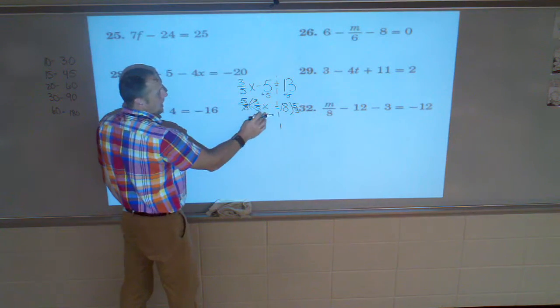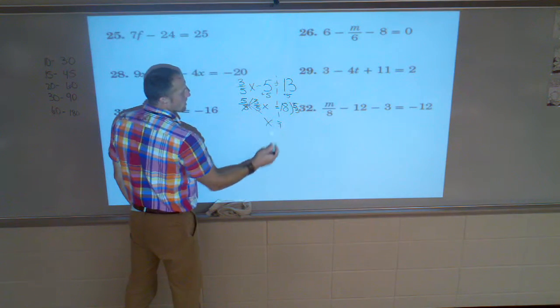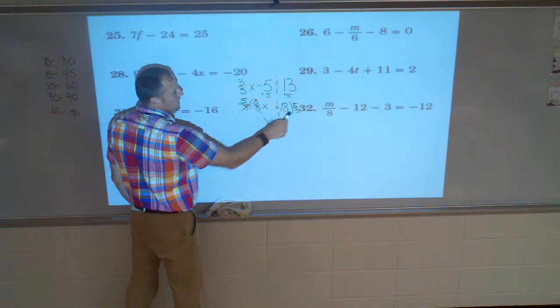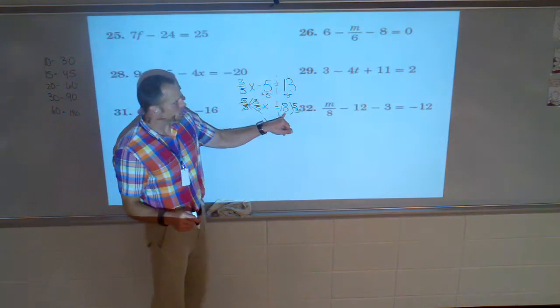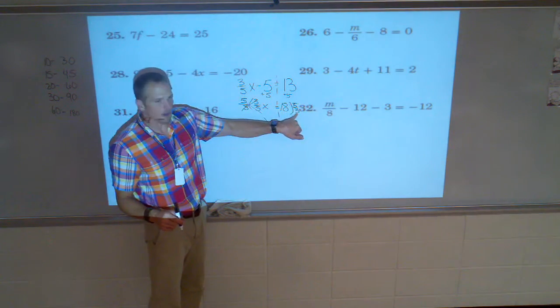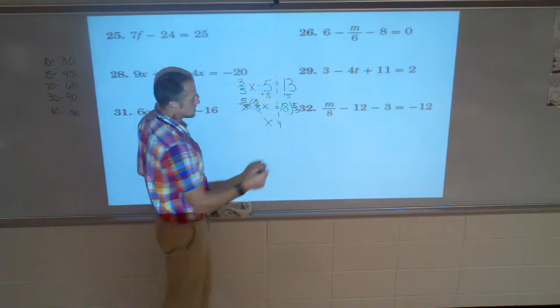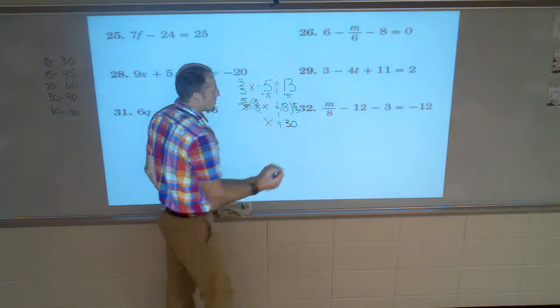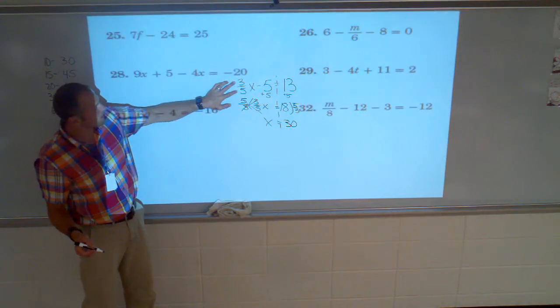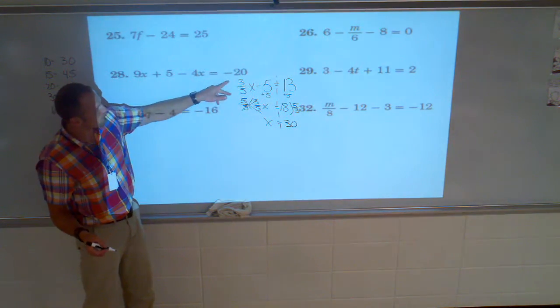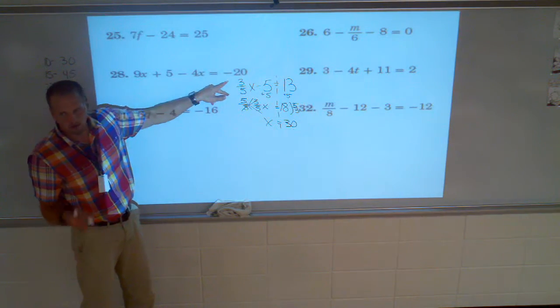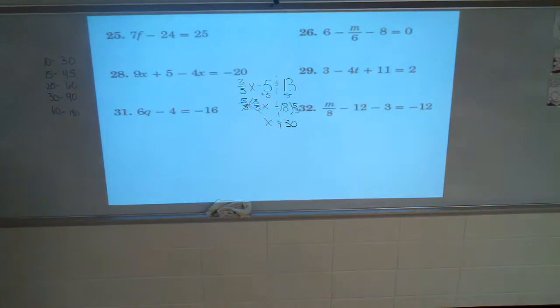Simplify this. I've just got an x over here. 18 times 5 divided by 3. I'm actually going to go backwards this time. 18 divided by 3 is 6. Times 5 is 30. X would be 30. So when you have a number out here in front of the x, just flip it and multiply it. Alright? Okay, let's do some word problems.